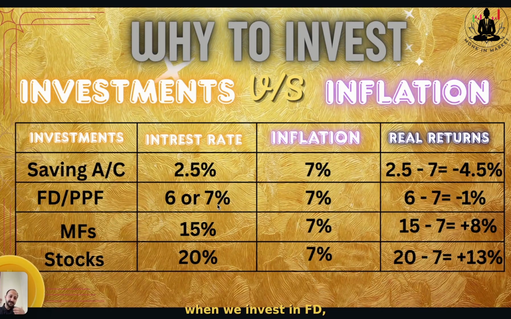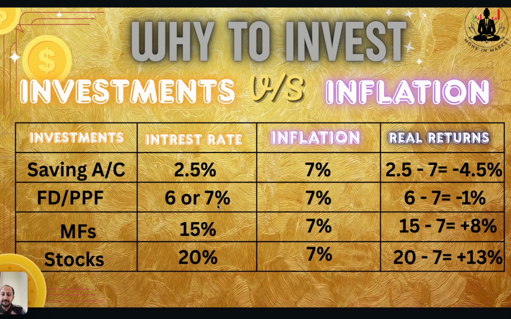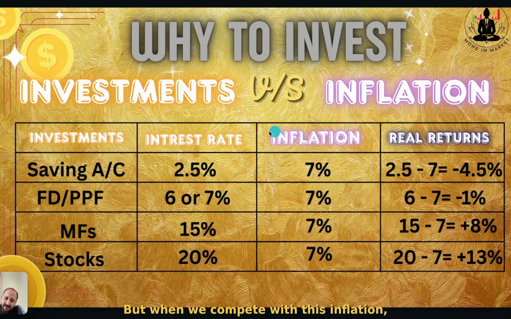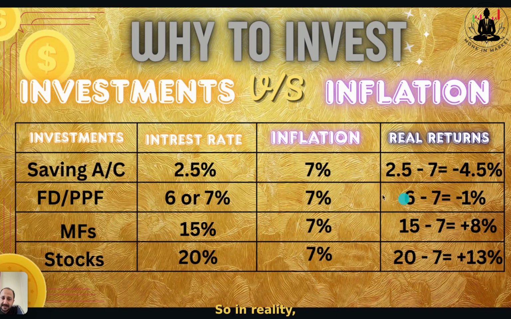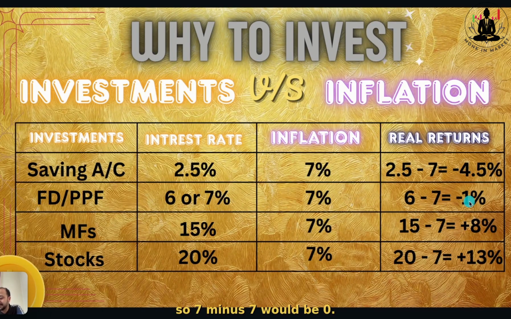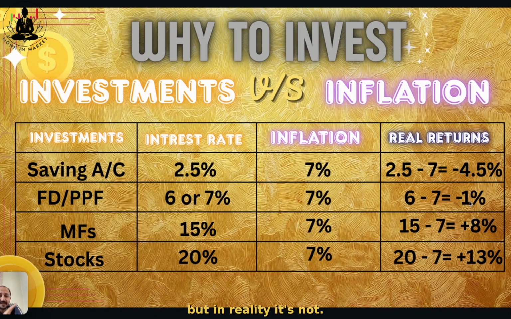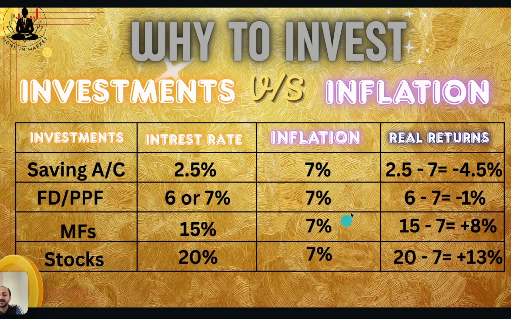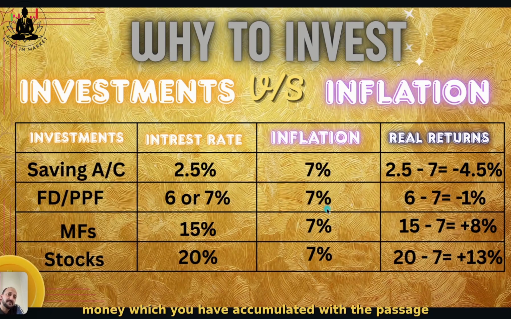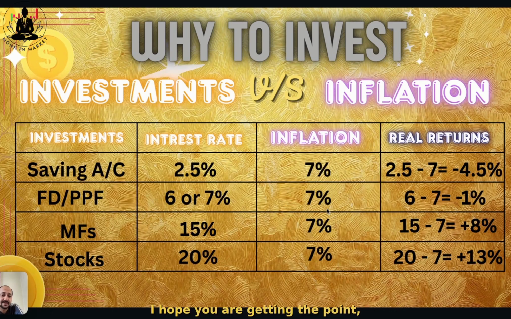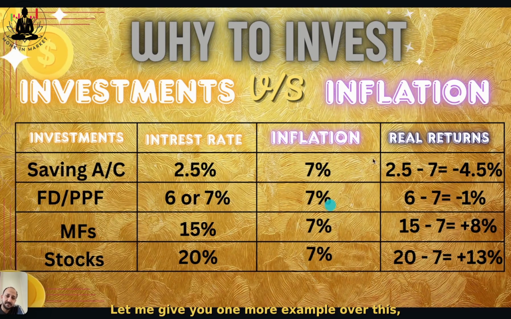Now, again, when we invest in an FD, we believe that our money is growing, right? But when we compete with inflation, in reality, if it is 7%, then 7 minus 7 would be 0. It means you may see that your money is growing in the bank, but in reality it's not. Inflation is eating away the money which you have accumulated with the passage of time. I hope you are getting the point, right? Let me give you one more example on this, guys.